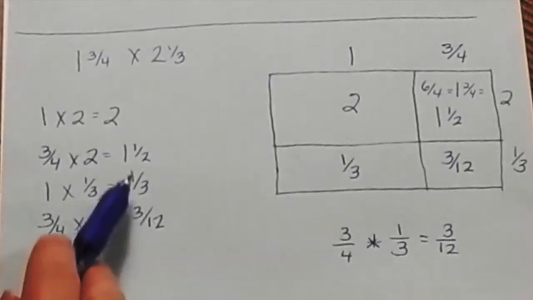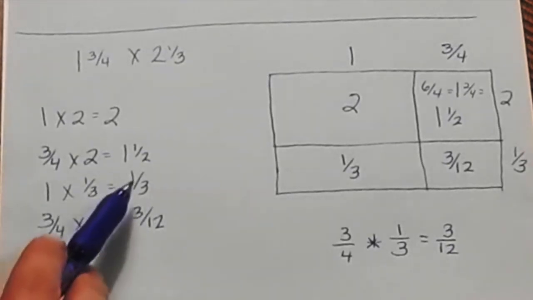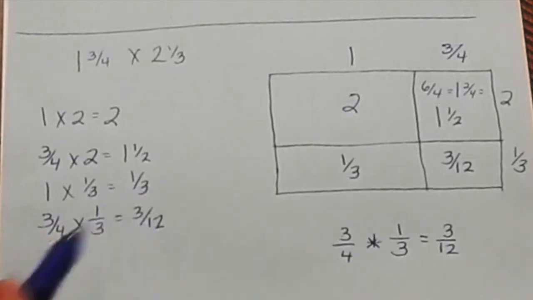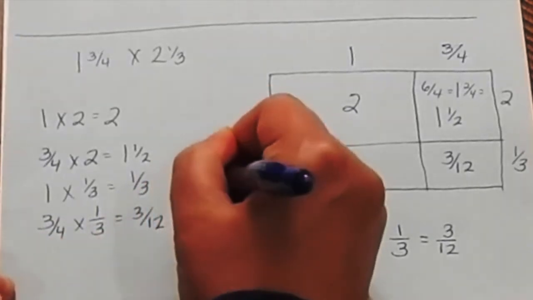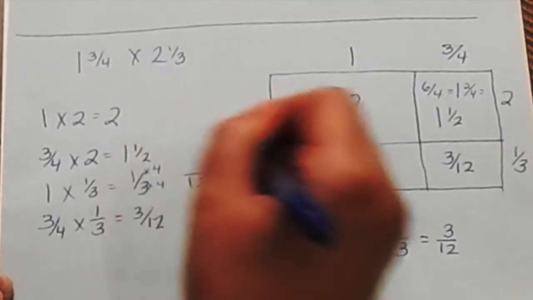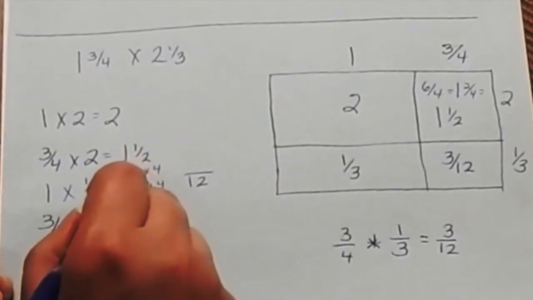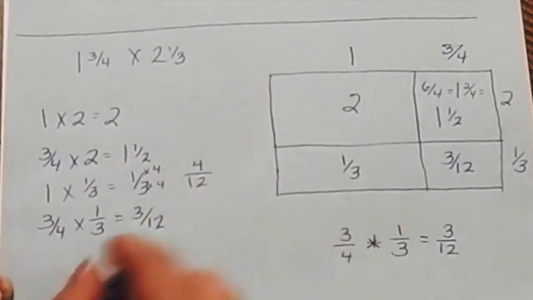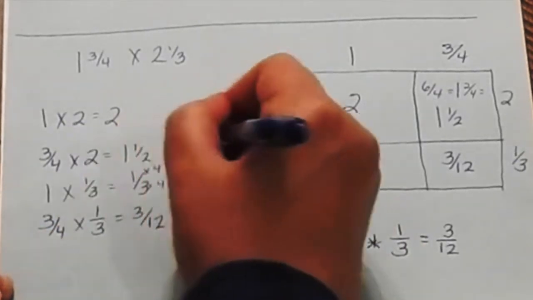Well, I know they all go into 12 because I know I can multiply 3 times something to equal 12. That's 4. So I'm just going to go ahead and do that. I'm going to do 3 times 4, 1 times 4, because when you do the bottom, you have to do the top. 1 times 4 is 4.